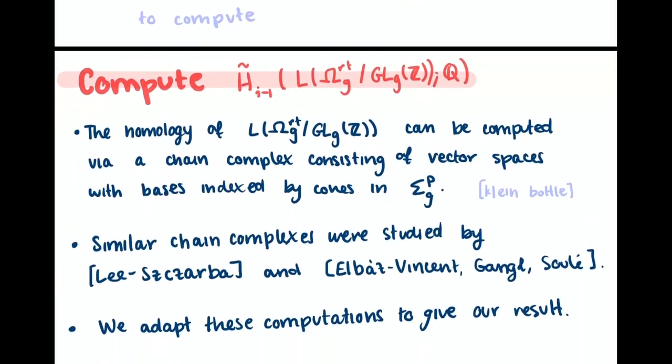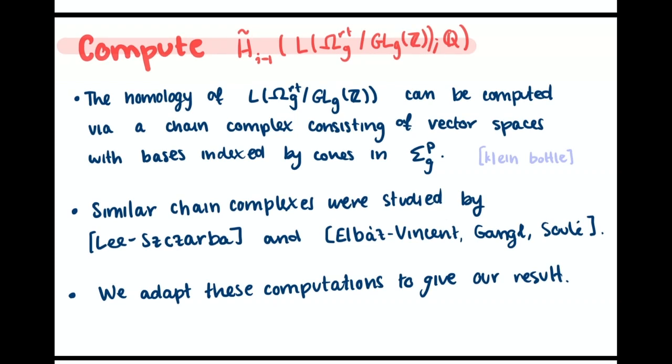Okay, so now we want to compute this reduced cohomology. This can be done via a chain complex consisting of vector spaces with bases indexed by these cones. So for example, if you had to do this on your qualifying exam for the Klein bottle, how would you compute the homology of the Klein bottle? Well, you'd first write down a way to triangulate it, and then you would count up how many faces and how many edges and how many vertices there are, and then you could compute its homology. That's exactly what we're doing here.